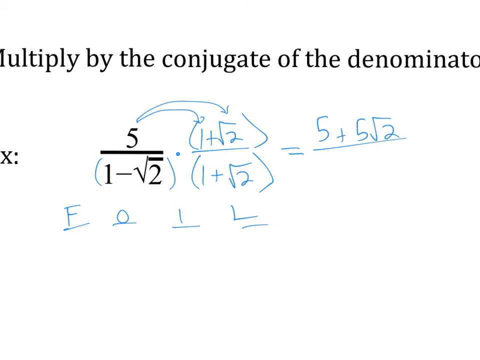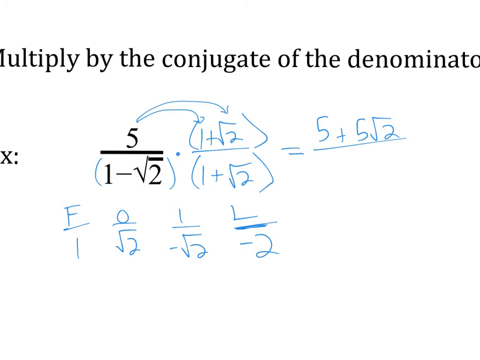But multiplying our first terms together, so multiplying 1 times 1 would give us 1. Multiplying our outside terms together, 1 times the square root of 2 is just going to be the square root of 2. Multiplying our inside terms together, so we have negative square root of 2 times 1, that's going to give us negative square root of 2. And multiplying our last terms together, negative square root of 2 times positive square root of 2 is just going to give us a negative 2. So remember, if you're just multiplying a square root times itself, that's just going to end up being the number.